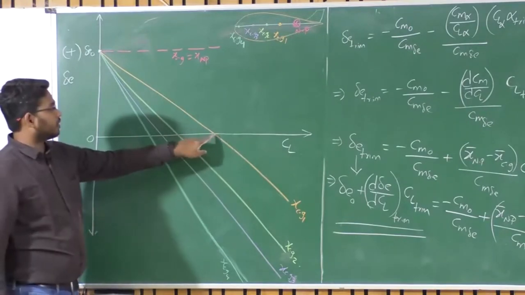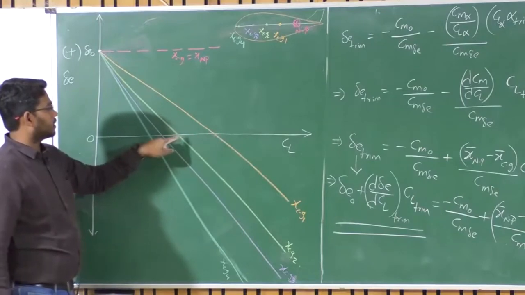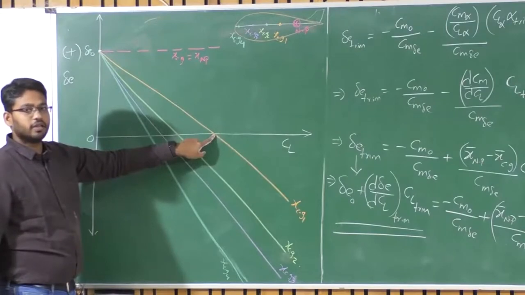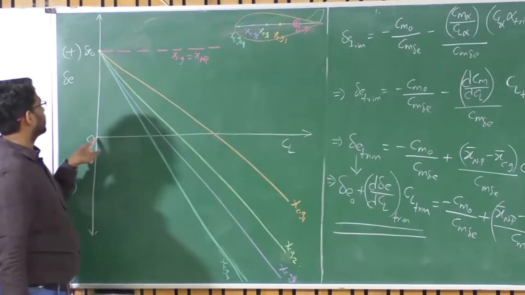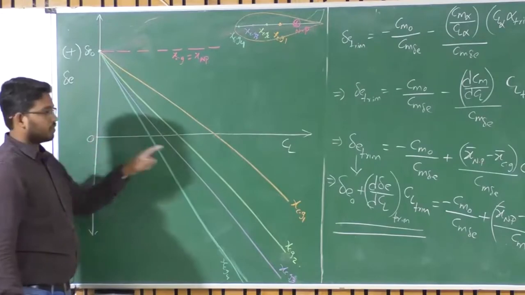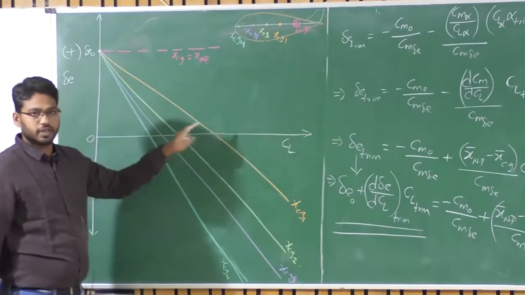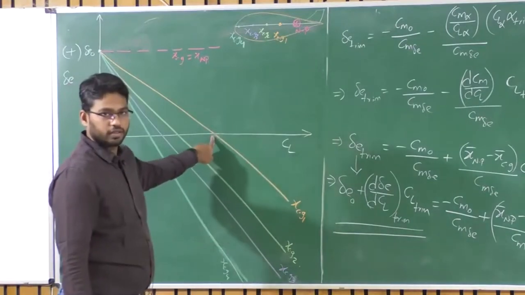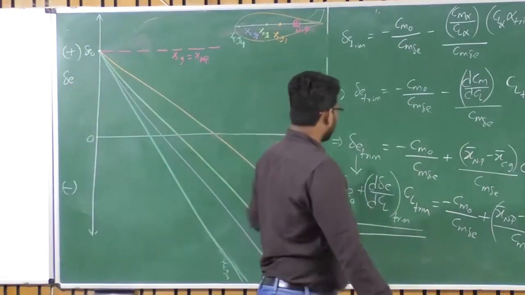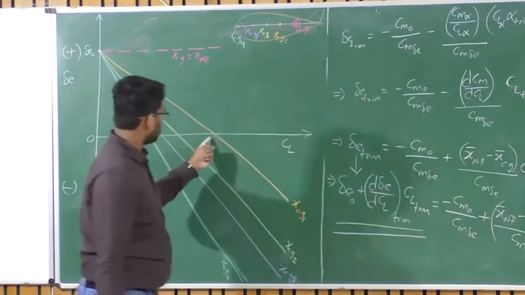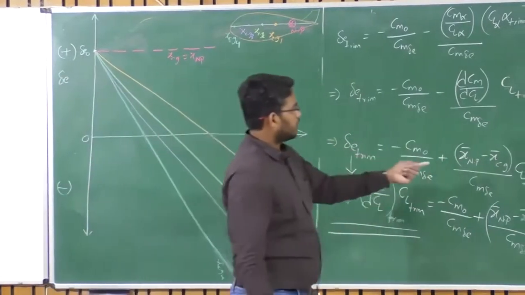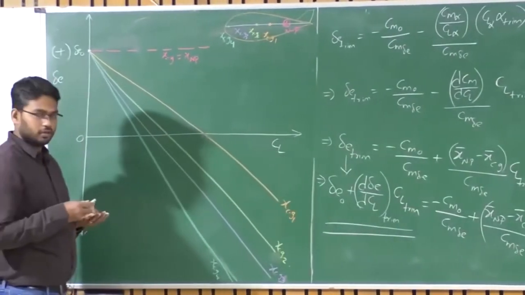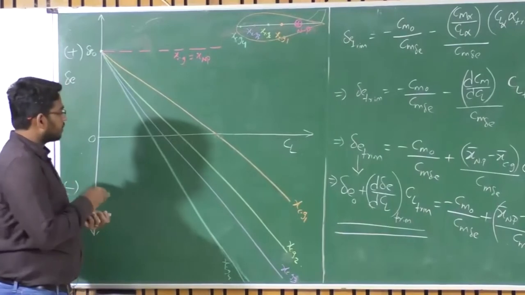And you might have noticed that at CL trim, or say if this is your desired CL, let us say this is called design CL, there is no need of delta E trim, right? Delta E should be 0. You should be able to achieve this CL design without any control surface deflection, right? So that CL design corresponds to a particular CG location. So it corresponds to a particular curve here. Am I correct? So yeah, coming back to this.